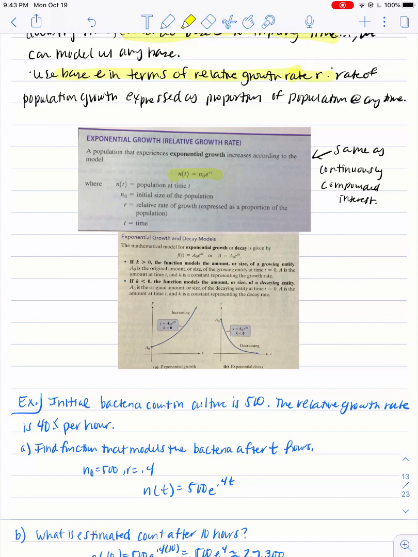If k is greater than 0, the function models growth. And if k is less than 0, then the function models decay. So we can see the differences in the graph with exponential growth and exponential decay. We have basically a positive slope versus a negative slope.